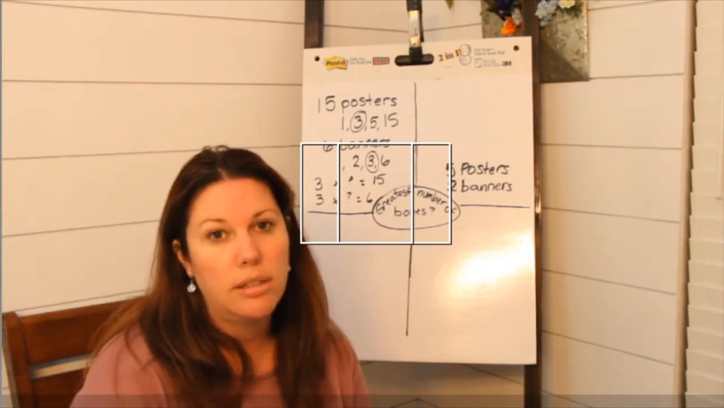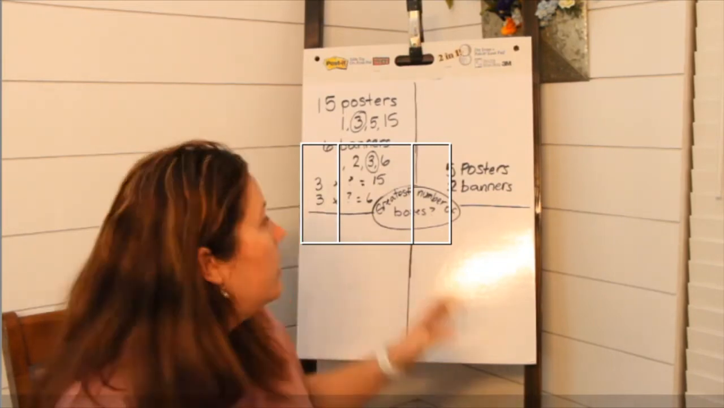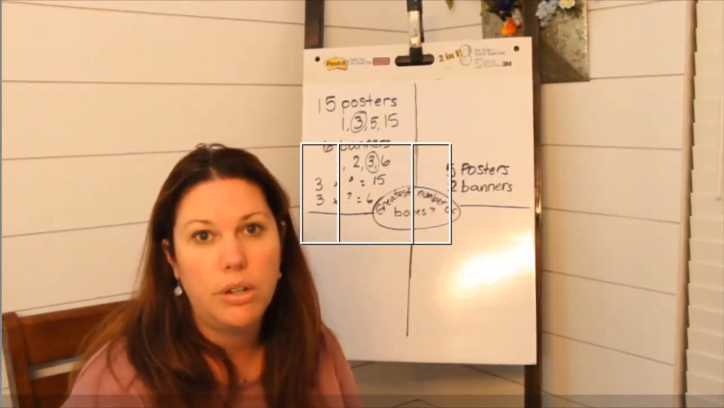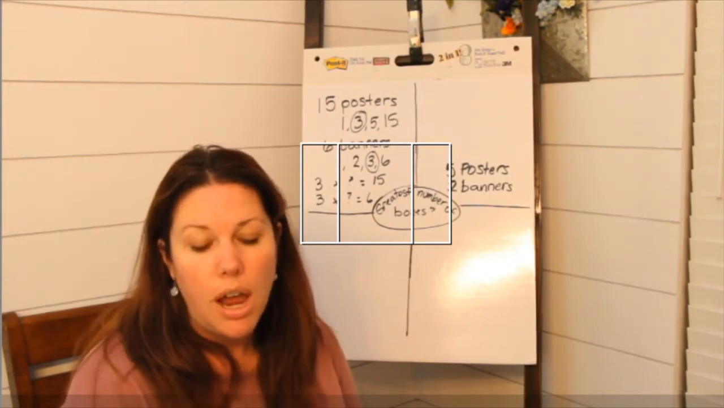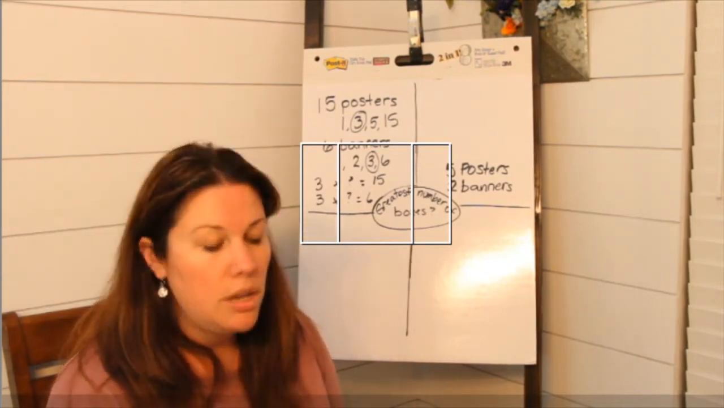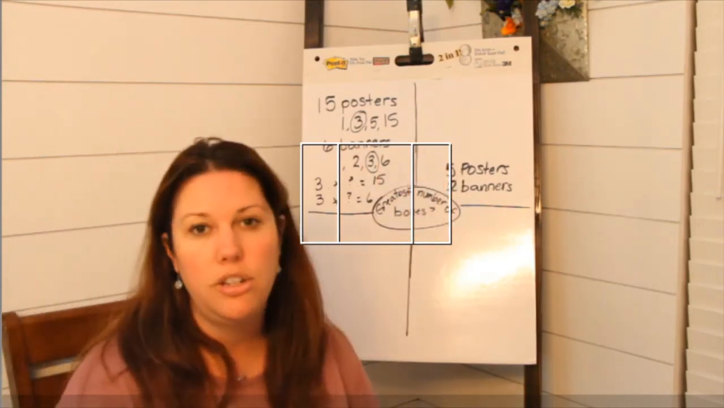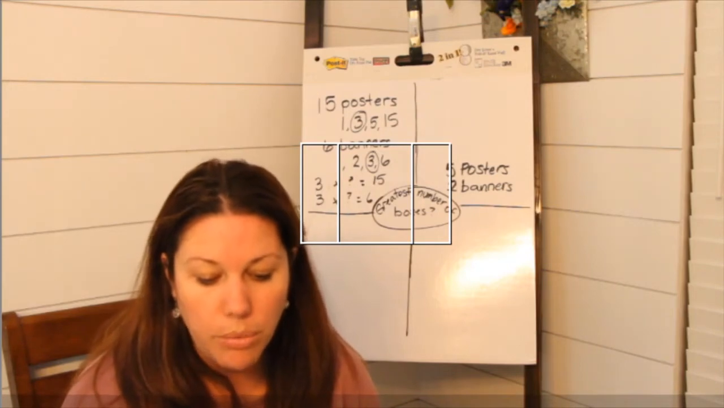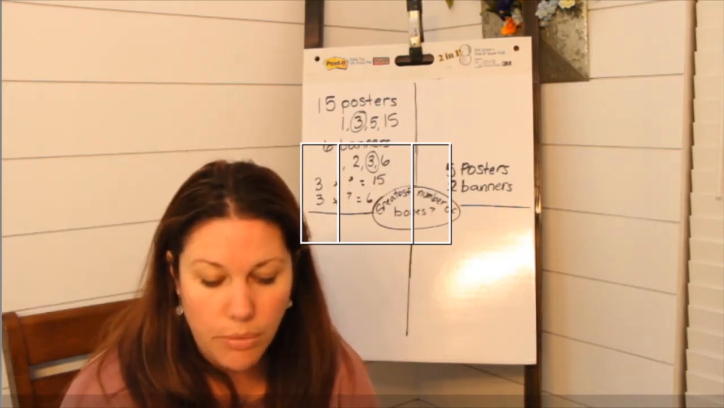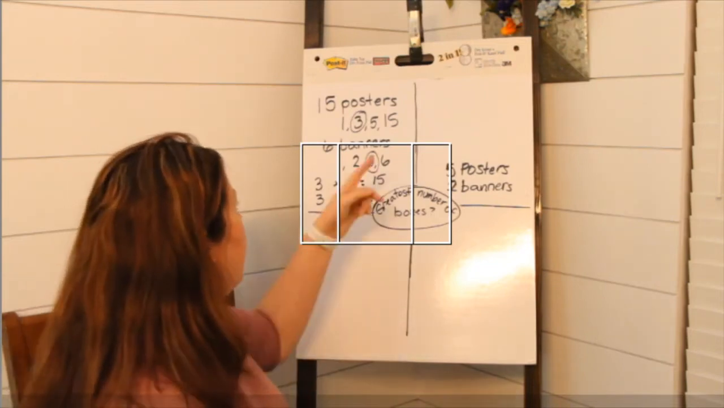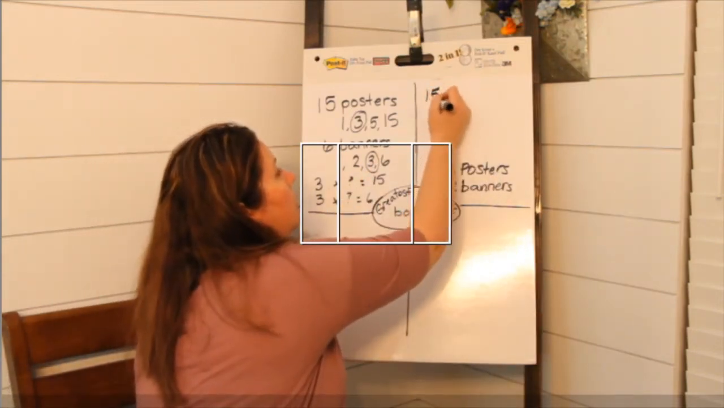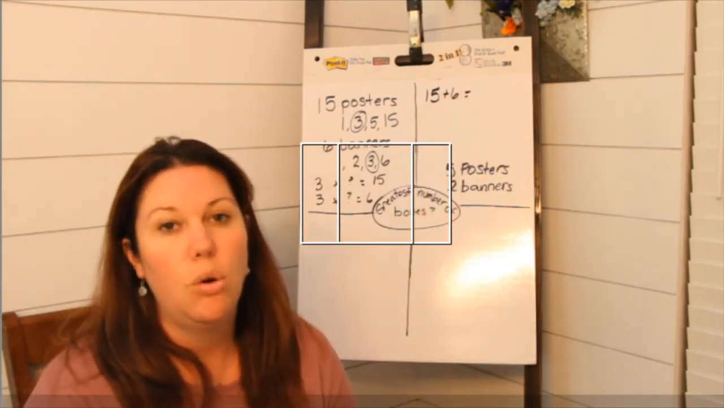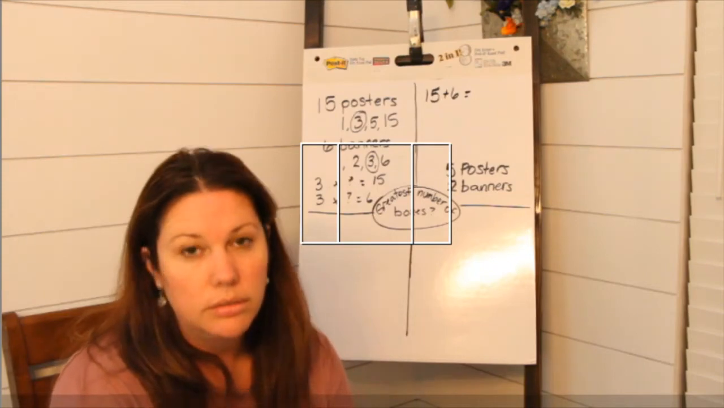in each box. Okay, so now let's talk about our model it. That's what we're going to do next. And what we're going to do here is something called a distributive property. And so the distributive property says that we can use all the information that we have and kind of change around the numbers, and they all equal the same thing. So we're going to start with what we know. We know that we have 15 posters and we have 6 banners, which means that is a total of 21 items.